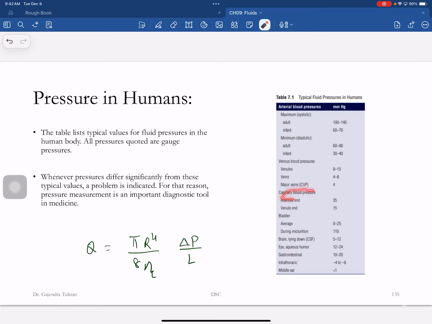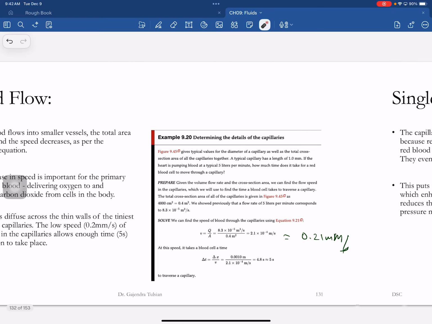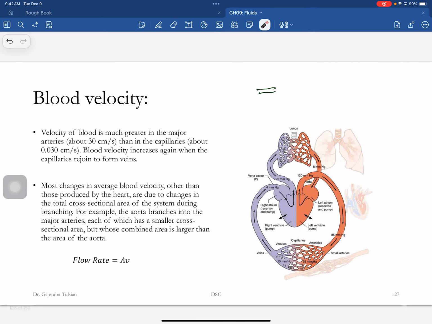The capillary blood pressure at the arterial end is 35 millimeters of mercury. At the venule end, it's 15 millimeters of mercury. There's a diagram here that summarizes all of that. So 120 millimeters at the arterial end, then 35 millimeters in the capillaries, 15 millimeters at the venule end, and in the large vein, it's 4 millimeters of mercury, and so on.